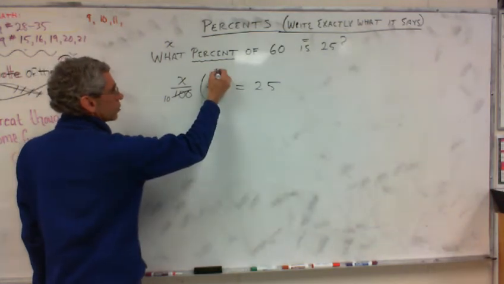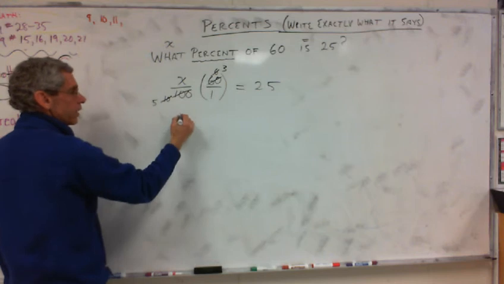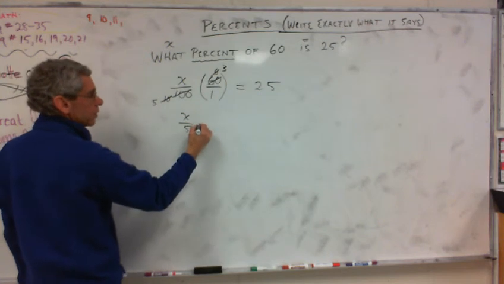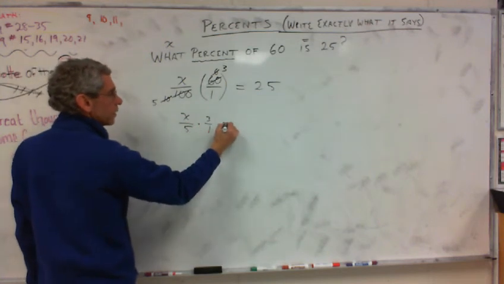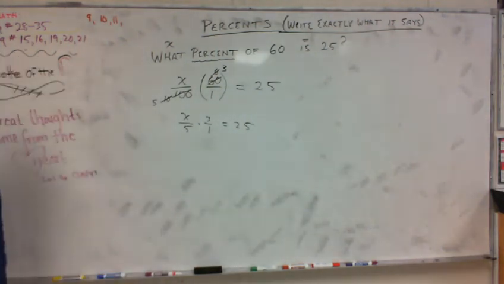Well, I could do that. 2 goes into 6 3 times. 2 goes into that 5 times. So right now I have x over 5 times 3 over 1 is equal to 25. You with me?